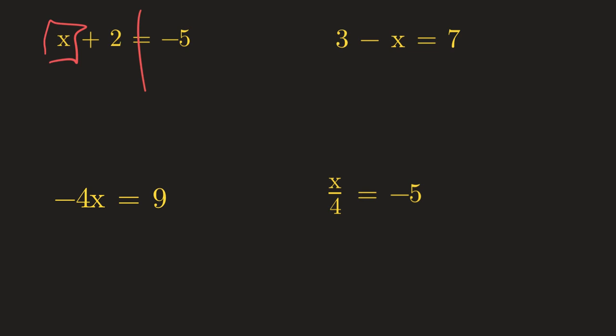On the left side of this equation, what else is over there with the X? A 2. X plus 2, okay? If we are going to isolate or get by itself the X, there's also a 2 over there. What is the inverse of a positive 2? What's the opposite of a positive 2?